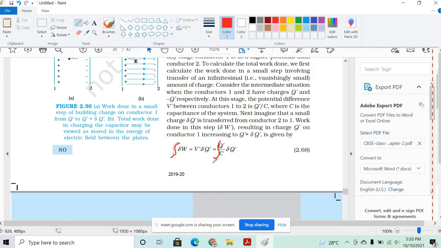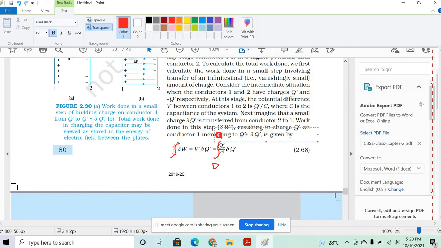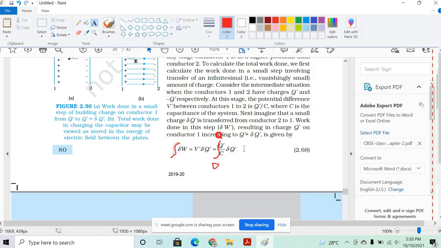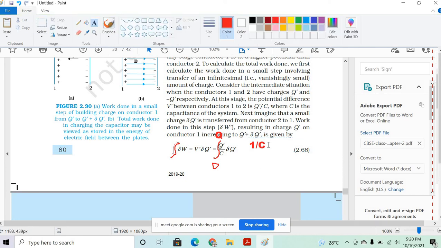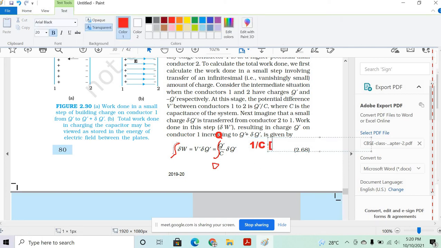Integrate it now from 0 to capital Q. Limits we are setting 0 to capital Q. Now q dash by c, only 1 by c is constant, because here it's delta q dash, no? Delta q dash we have to integrate. So here 1 by c you can take as constant, 1 by c will come outside. Now basically this will become the integration of q.